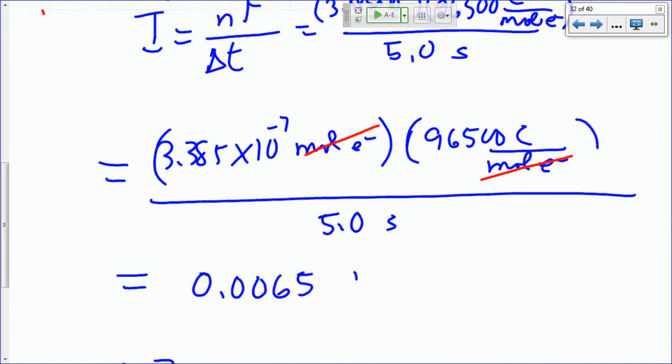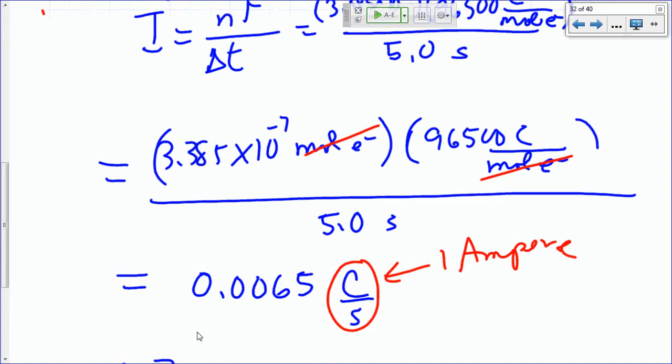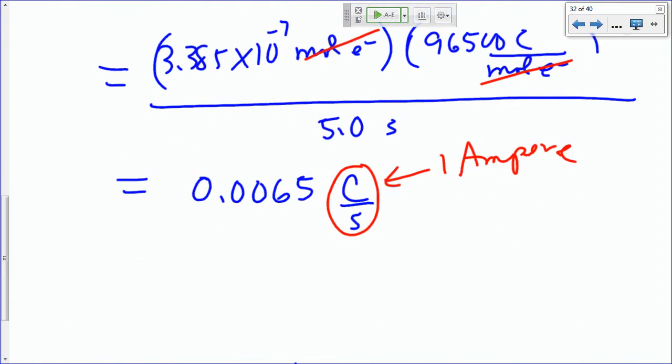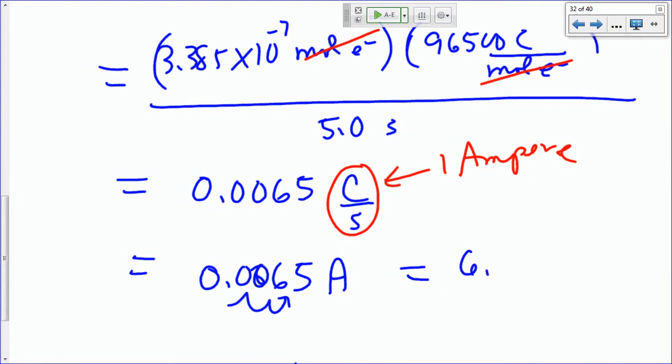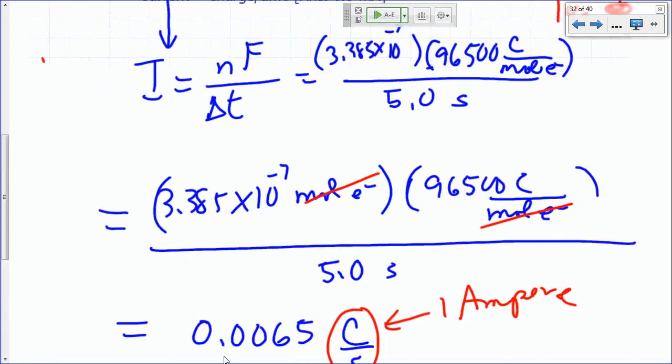Okay, so 0.0065 coulombs per second. A coulomb per second is called an ampere. Okay, so that's 1 ampere, a unit of current. So our current here is equal to 0.0065 amps, or 6.5 milliamps. Okay, so that's the current that motor is drawing from your battery in order to lift that 10-gram object to a height of 0.5 meter.